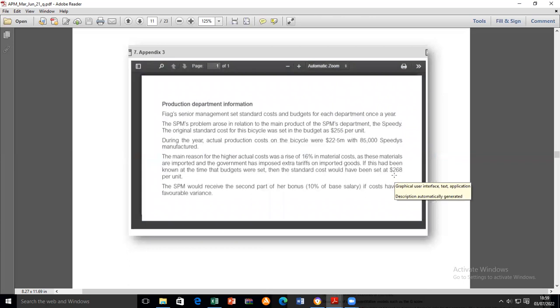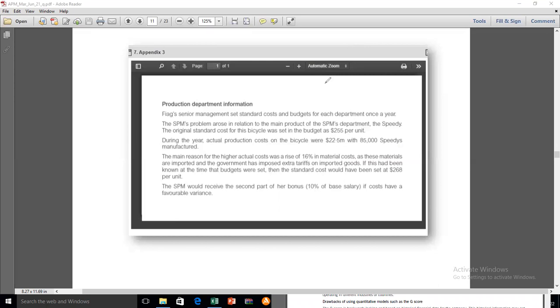Actually, everything had been given. There was no need of even a 16%. There was no need of 16% because everything was given. Just 268 compared with the 255. So the cost would have been 268. But 85,000 divided by 22.5, what do you get? 264. So the actual was 264.